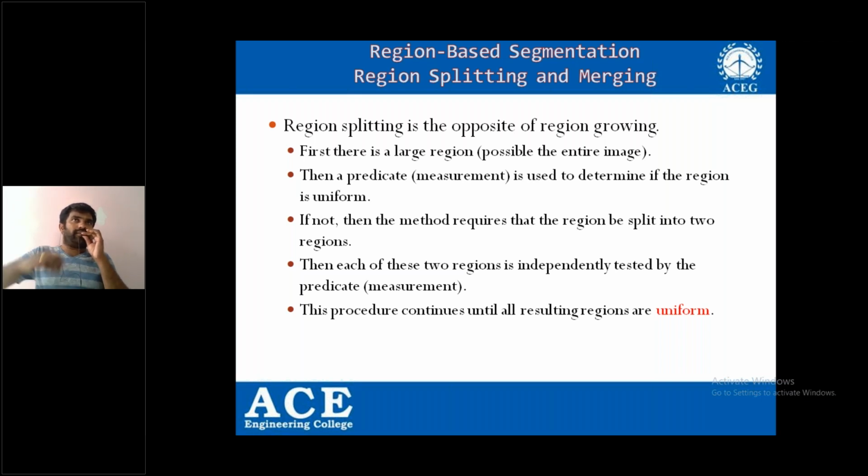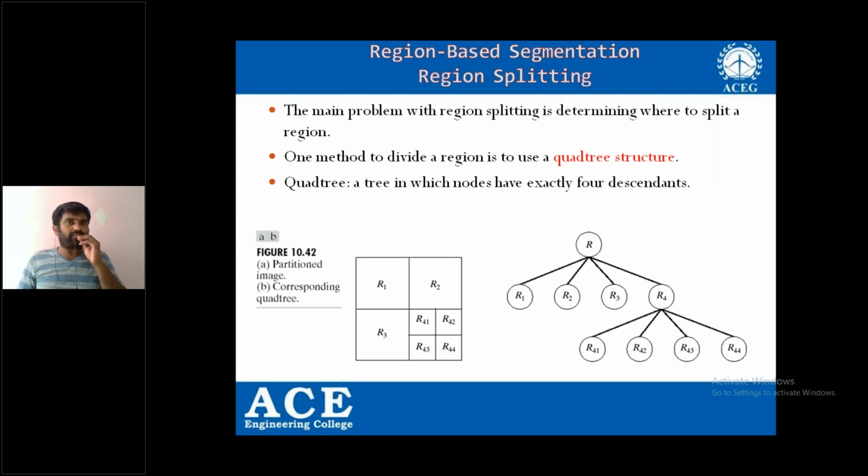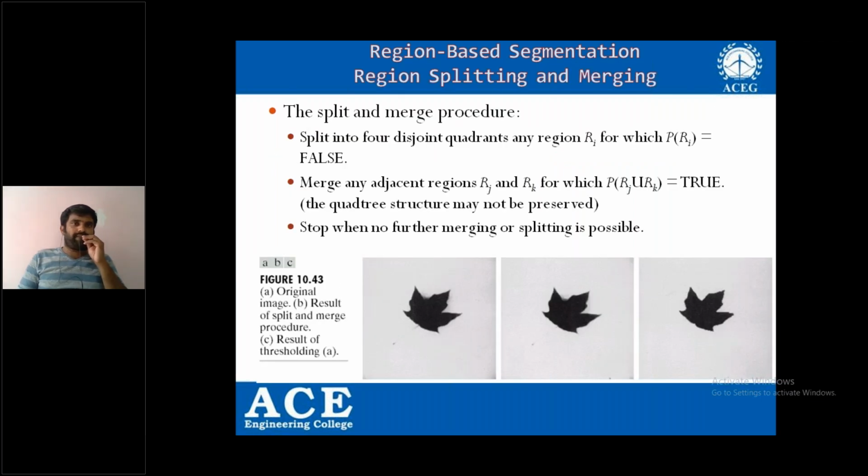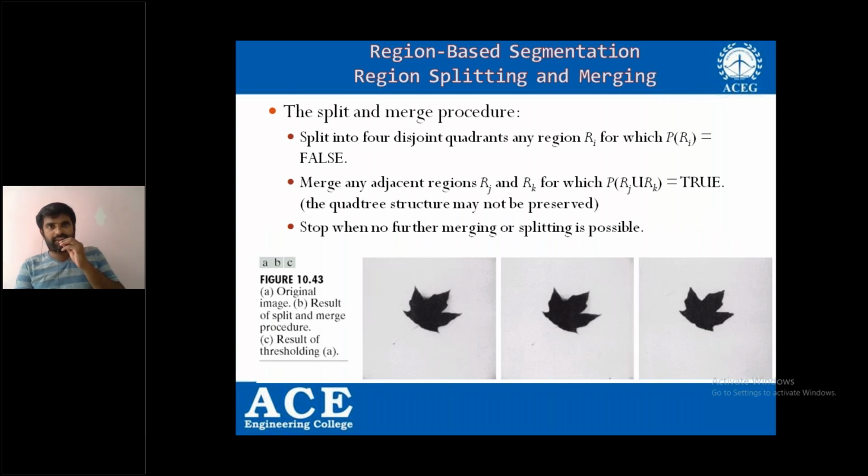The first one is separating the pixels and deciding the regions, that is region growing. Individually we are growing the regions. The second one is, by considering the entire region, we are splitting. Right? So this is the procedure: region growing and region splitting.